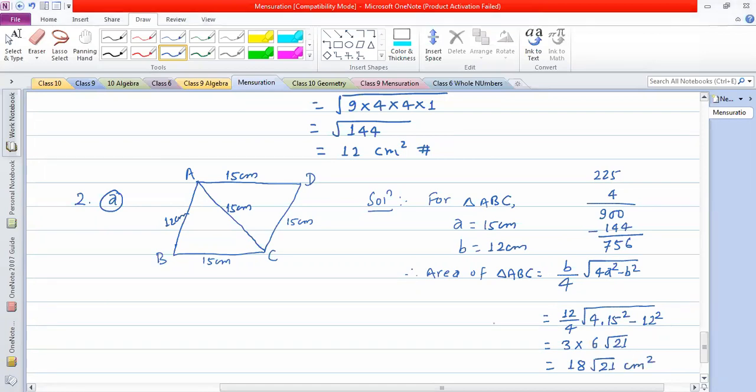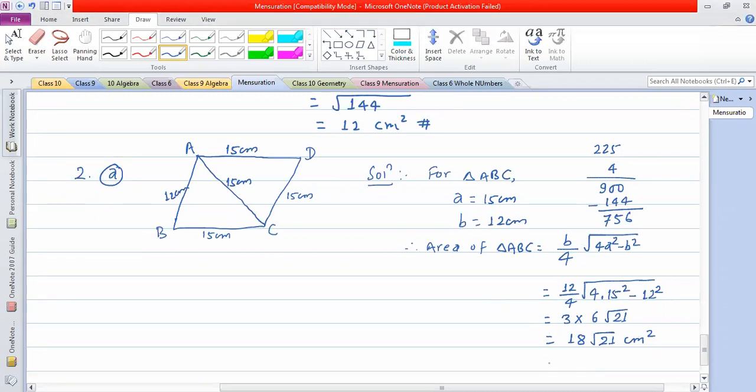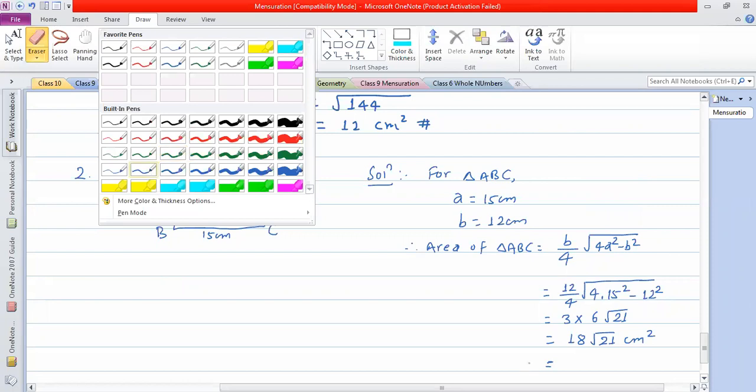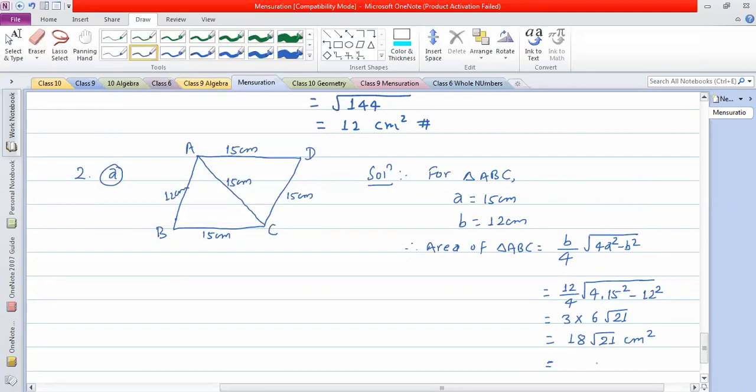Okay, we just found the area. It's better to write in decimal. Okay, let's write in decimal, no problem. Tell me in decimal. 82.48. Okay, thank you. 82.48 centimeters square. We obtained area of triangle ABC.